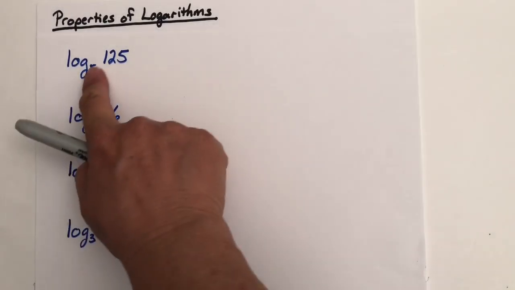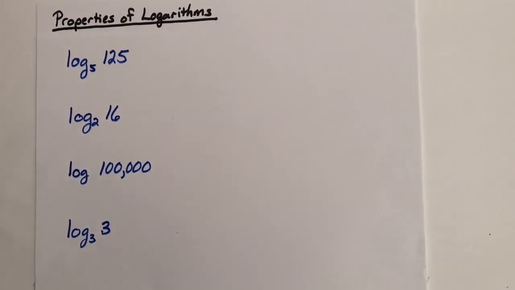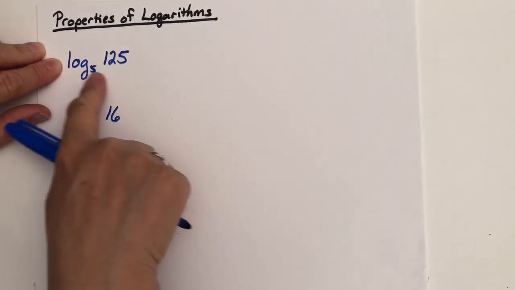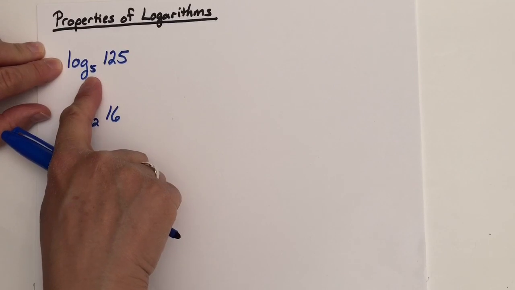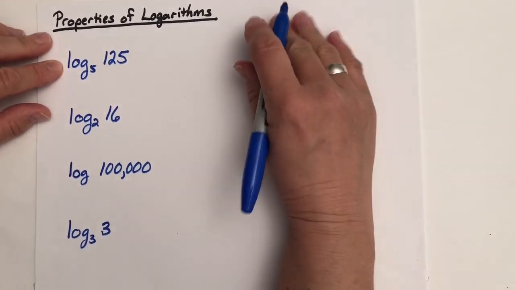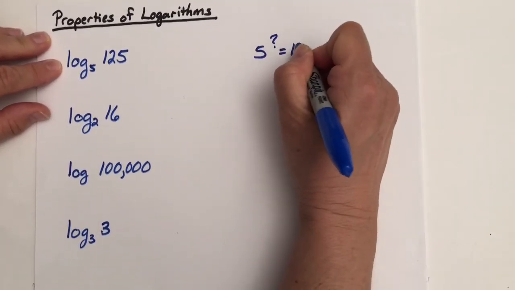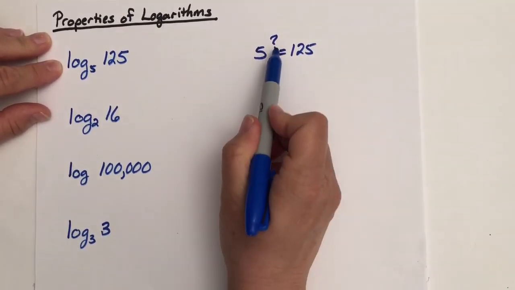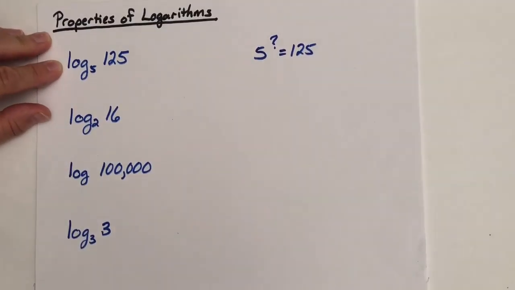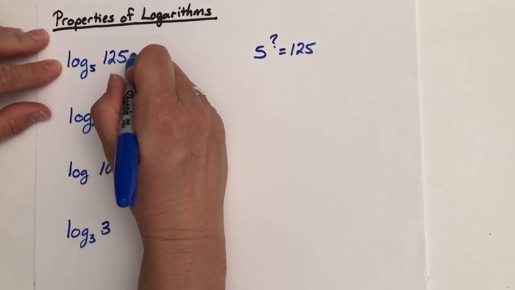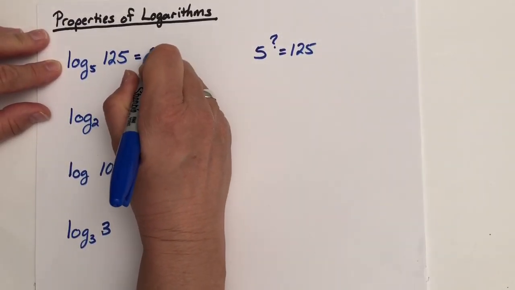So we're going to look at the log of 125 base 5, and we're going to do these without a calculator. Remember, when we're working with logarithms, we're thinking about exponents. So when you see this, you are thinking, what exponent do I need to put on a base 5 to get 125? And the answer to this question is equal to that logarithm. So we know that 5 cubed is 125, so our answer to this is 3.